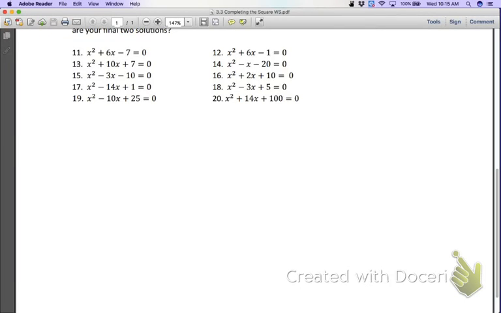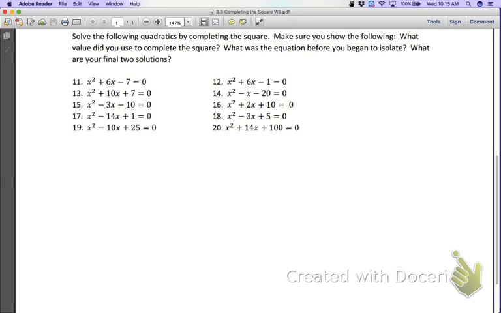Okay, so 11, it said to solve by completing the square. I told you yesterday that some of these, if you would rather factor, or there were some that you couldn't complete the square, and then we would go from there. You would still need to check to see if they were factorable. So, like on 11, you could actually factor this one if you see it.